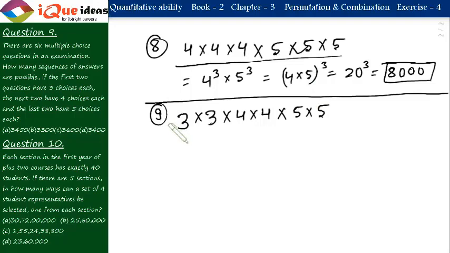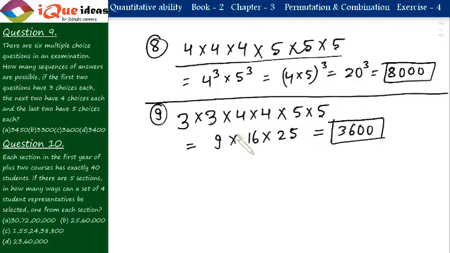If you see, it is 3 into 3, that is 9. 4 into 4 is 16. Into 5 into 5 is 25. Now 25 into 4 is 100. 100 into 4 is 400. 4 into 9, 36. 3,600 is the total number of ways in which this paper can be answered. Alright.